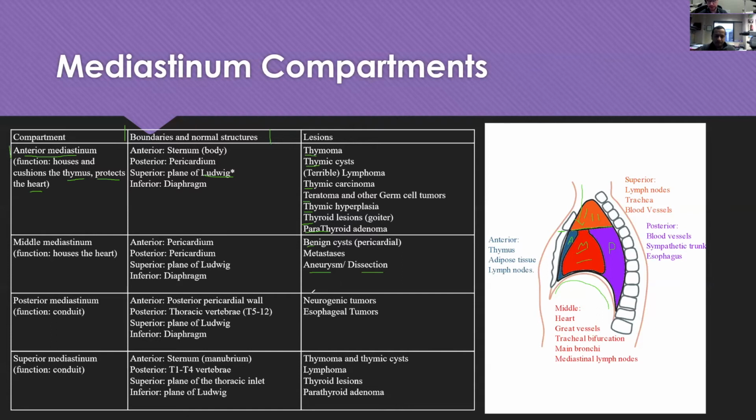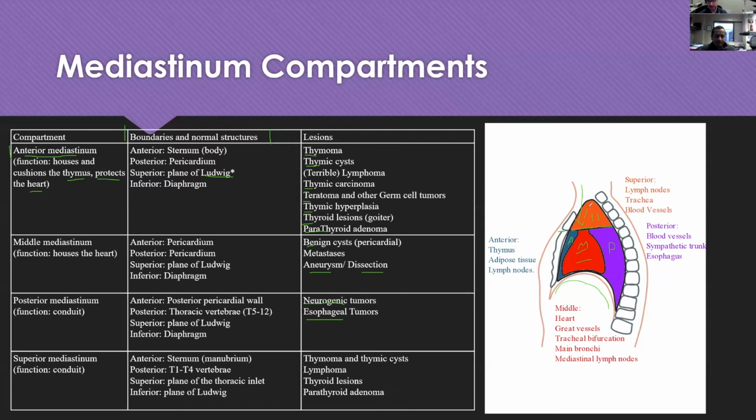The posterior mediastinum, so this is where we have a lot of our nerve structures. So you can get all these neurogenic tumors, including schwannomas. And as well, the esophagus is actually in this space as well. So remember that you can get esophageal malignancies arising in this space.